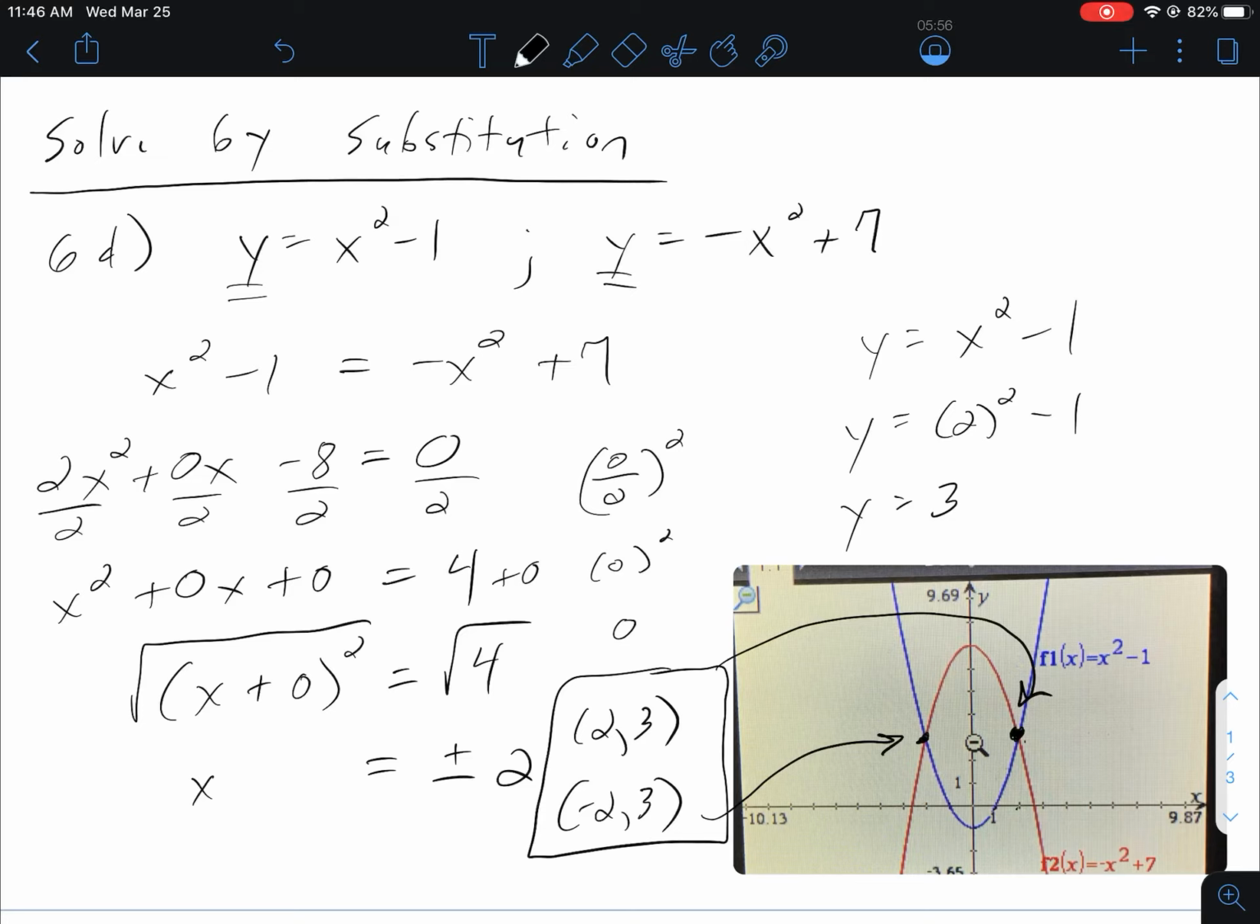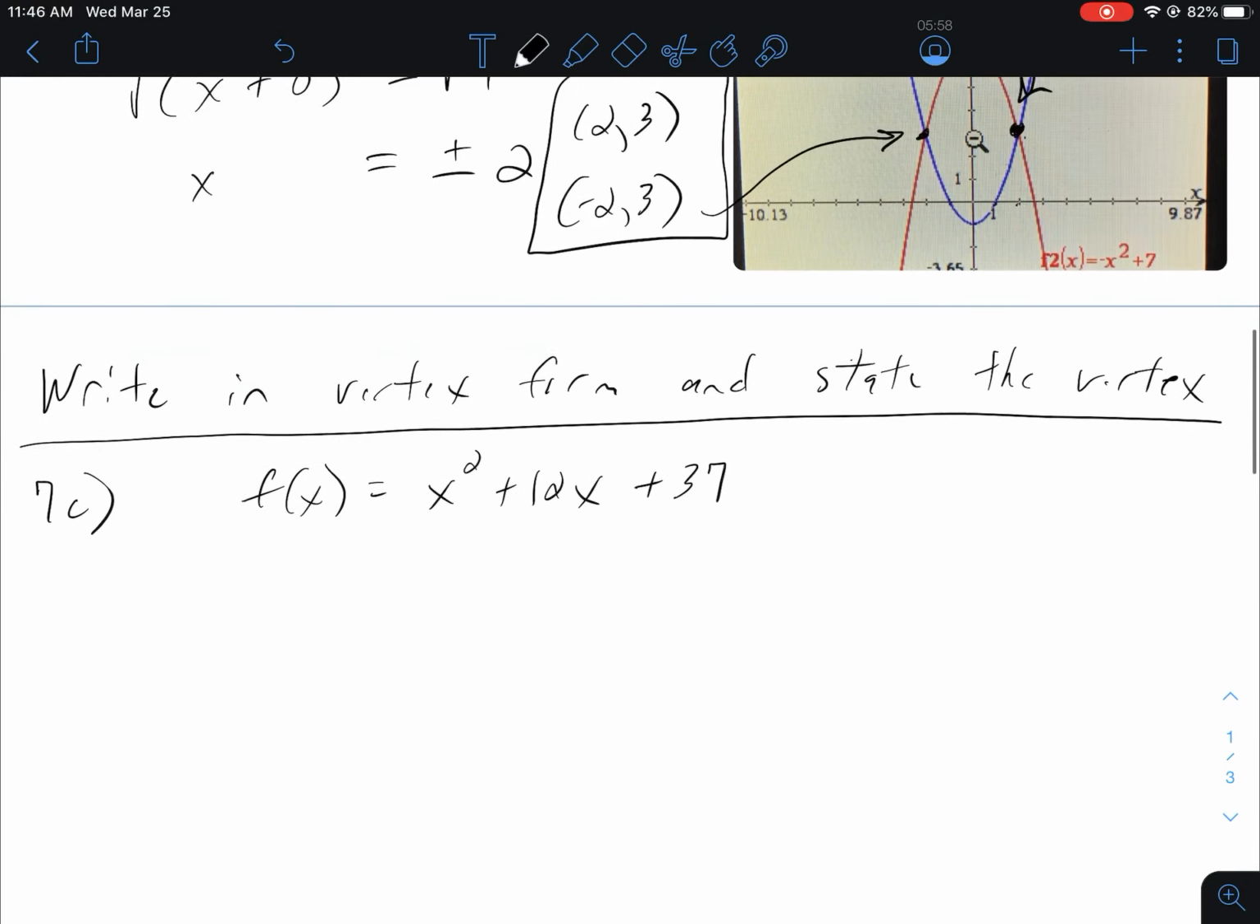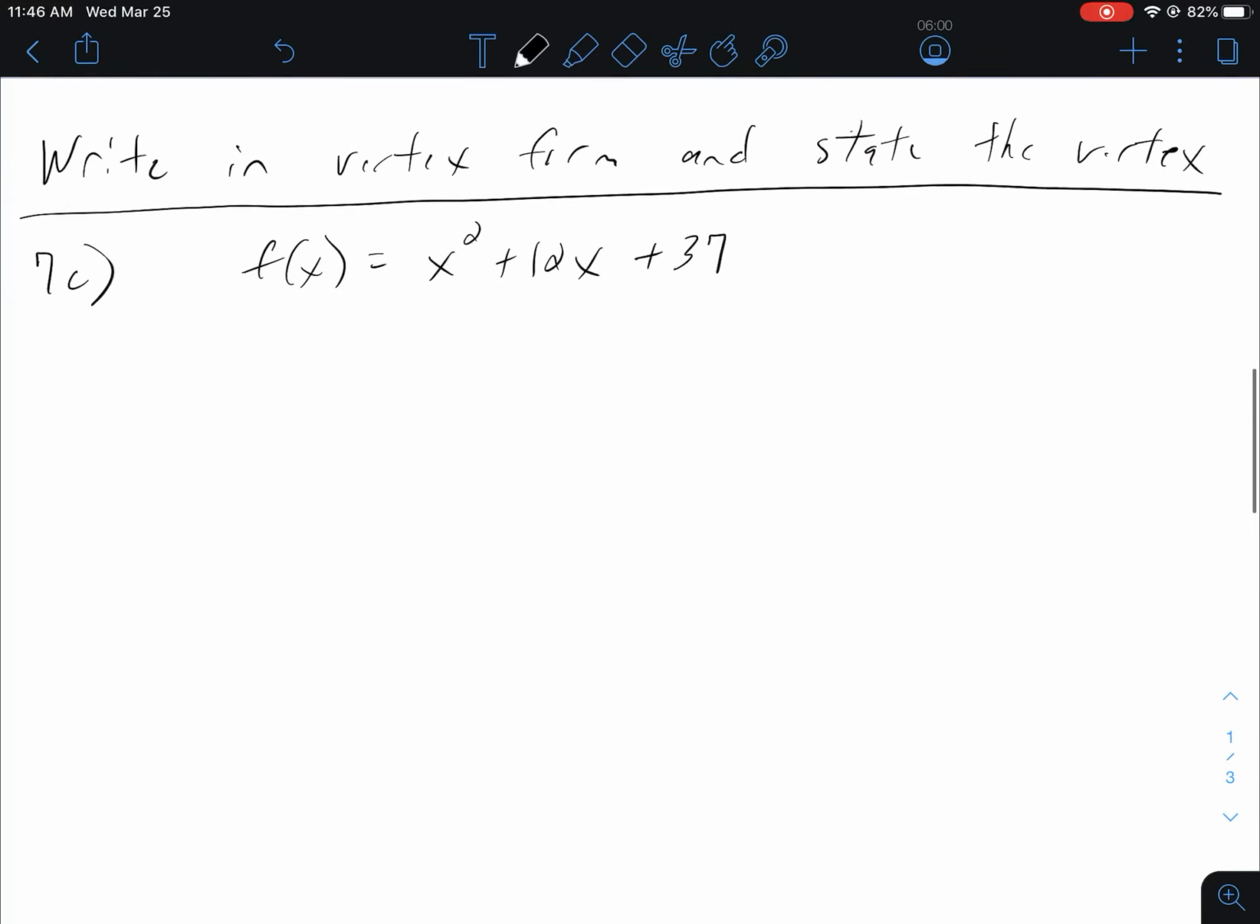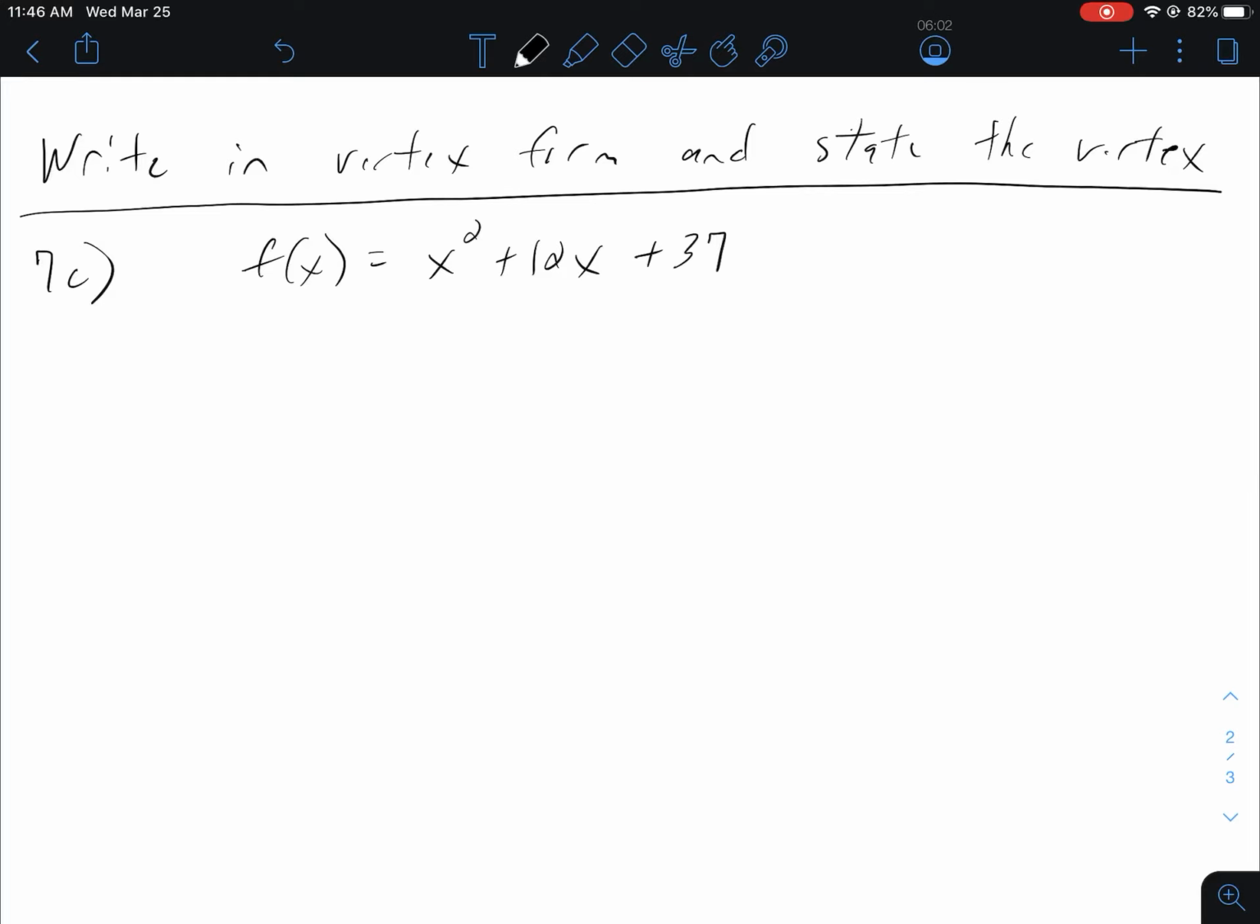Okay, so that's 6D. So probably the biggest extension on what we've done so far is when you get to question 7. So looking at 7, we are trying to write this in vertex form, and then we want to state the vertex. So all the work we've been doing with completing the square, this is where we kind of tie it back into quadratic form.